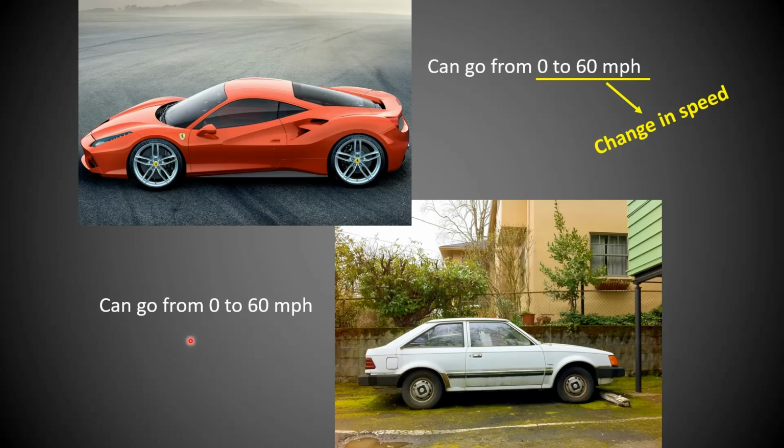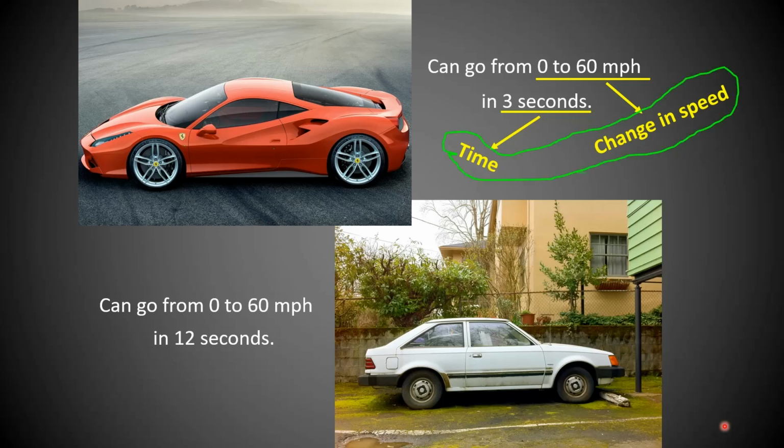So really, if you think about it, is there any reason, again ignoring all the fancy features, to choose the top expensive car over the more affordable lower car? There is, right? If we look further, it turns out that the Ferrari can go from 0 to 60 miles per hour in 3 seconds. The car at the bottom takes about 12 seconds. The new idea we've introduced is time. When you combine a change in speed with a time, that's what we call acceleration.